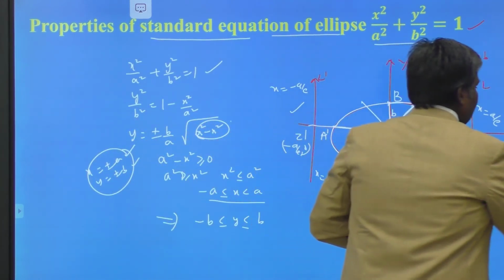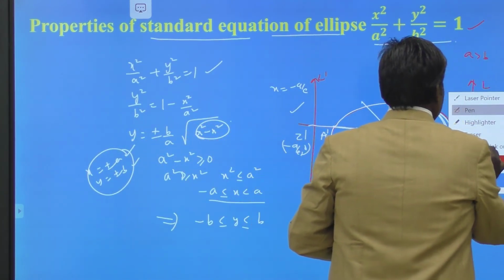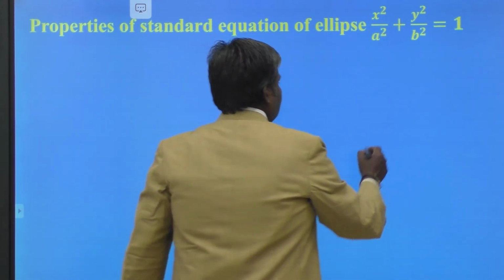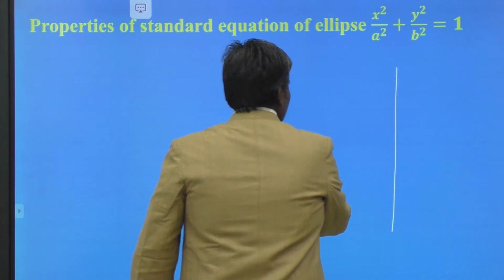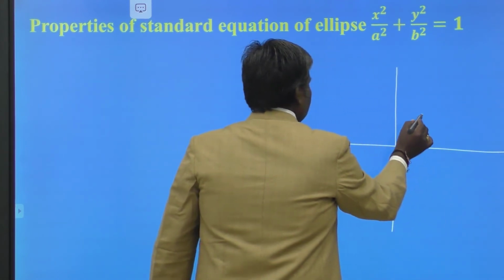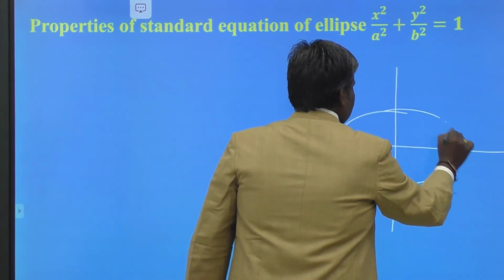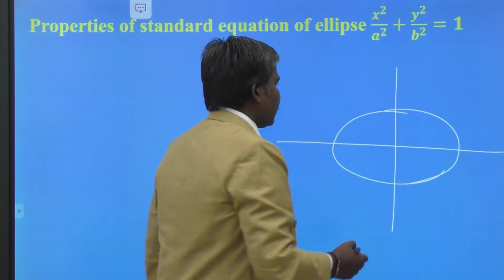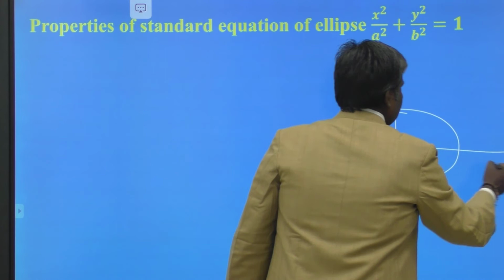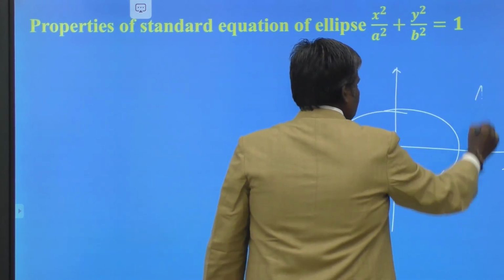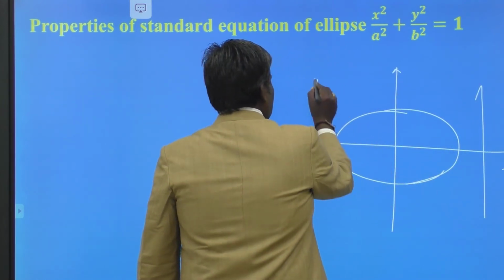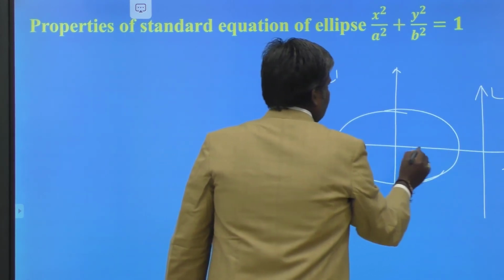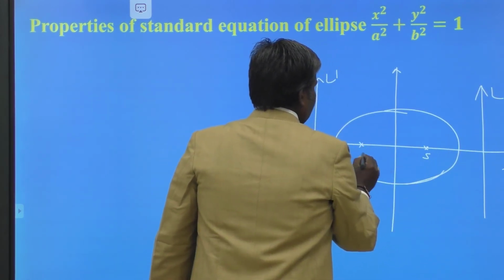Now, we will erase everything here. We will see more properties here, so a clear picture is obtained. This is the ellipse. This is the curve symmetric about both x and y axis. This is the x axis. This is your y axis. There exist two directrix, L and L dash. We have two foci, S and S dash.